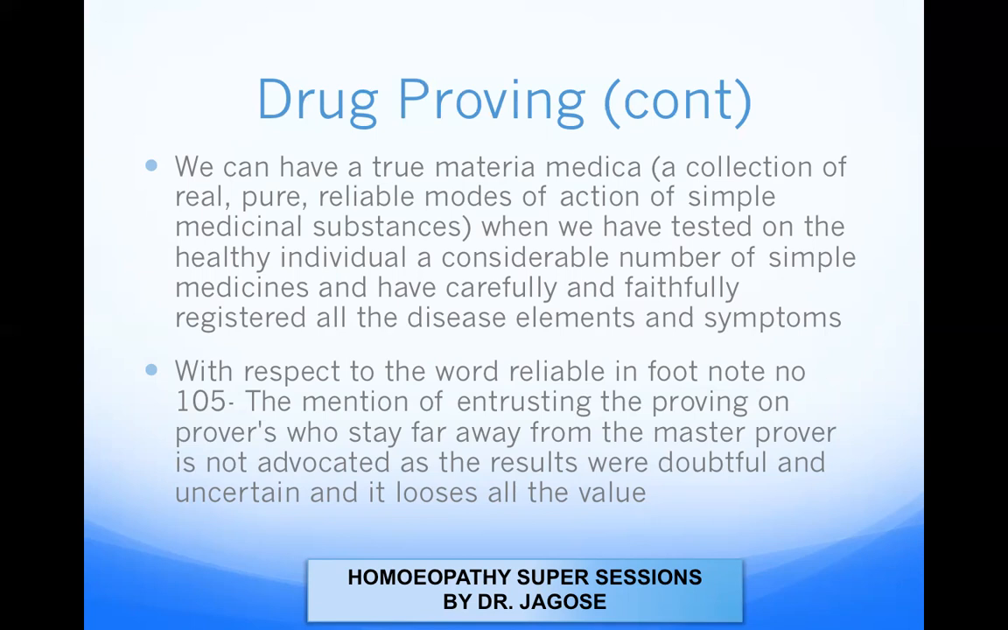Therefore, this symptom which was registered by the prover may become doubtful and uncertain, and naturally, if it's doubtful and uncertain, it will lose all its value. Therefore, Dr. Hahnemann tells us that the proving should be done on a healthy human being who is in close vicinity with the master prover. He cannot stay very far away from the master prover, otherwise the master prover will not be able to check the prover's diary every day and confirm whether what is written is right or wrong.